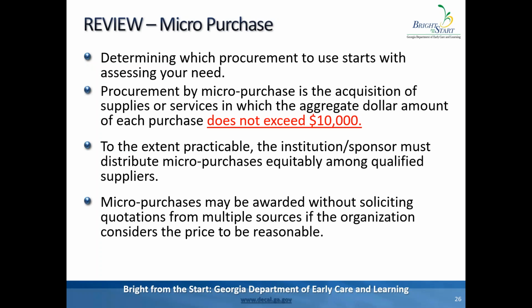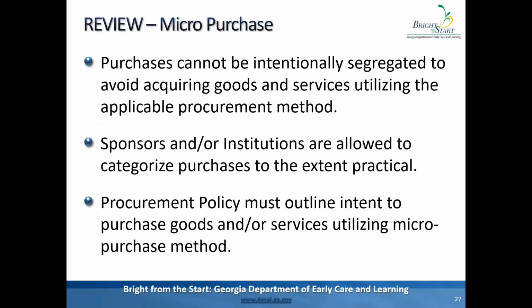Micro purchases may be awarded without soliciting quotations from multiple sources if the organization considers the price to be reasonable. So for micro purchase, quotes are not necessary. There is definitely no bidding process that is required with micro purchase, but there must be an internal practice to ensure that you are purchasing from the vendor who is able to provide you with your food items at the best cost possible. Purchases cannot be intentionally segregated to avoid acquiring goods and services utilizing the applicable procurement method.